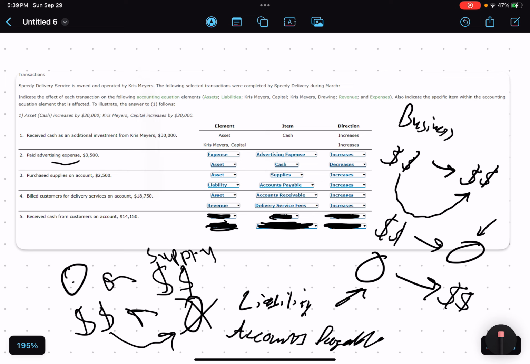Okay. And number 5, received cash from customers on account, $14,150. So when you receive cash from customers on account, this would be an asset, and you'd receive it in cash. And this would thereby increase the amount of cash that you have. But on the other side, when you receive cash from your customers, then the asset accounts receivable decreases.